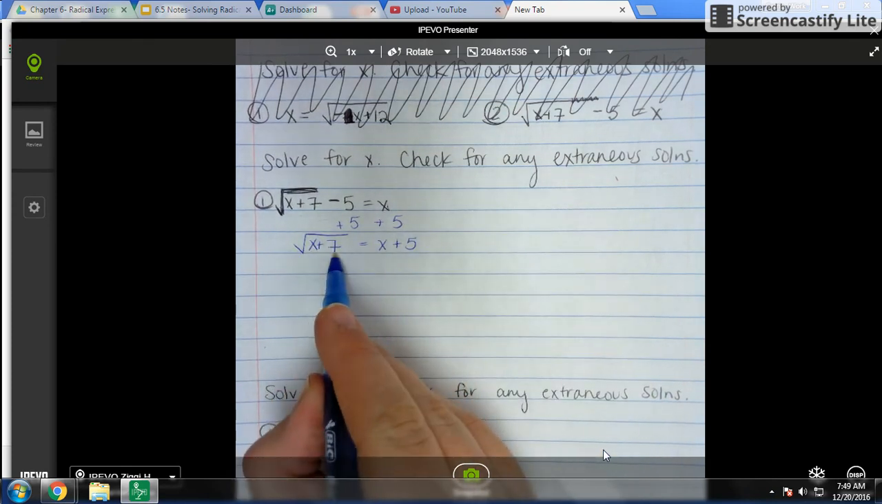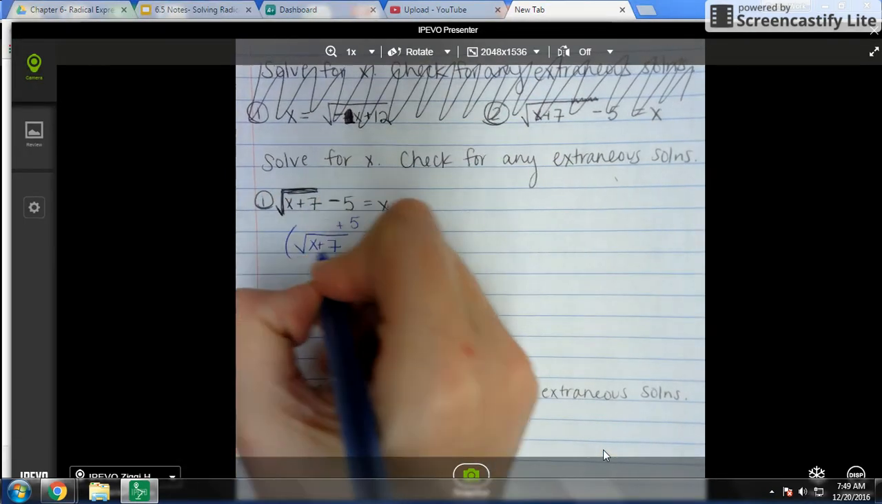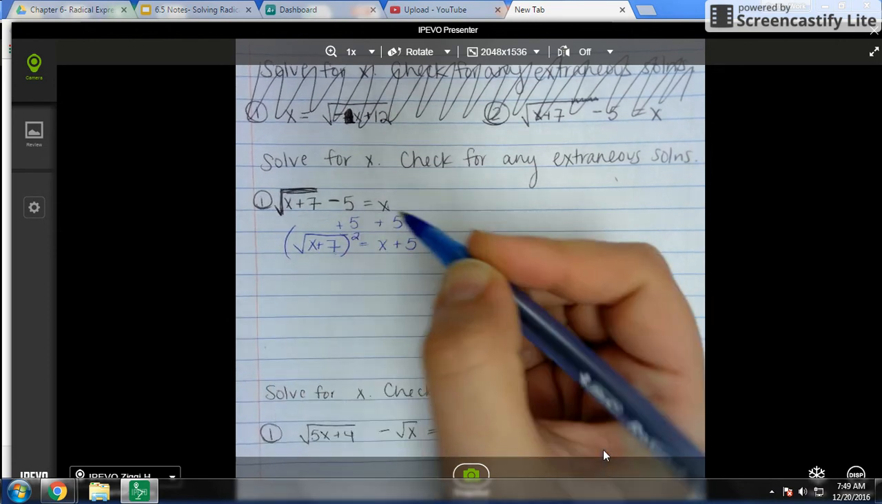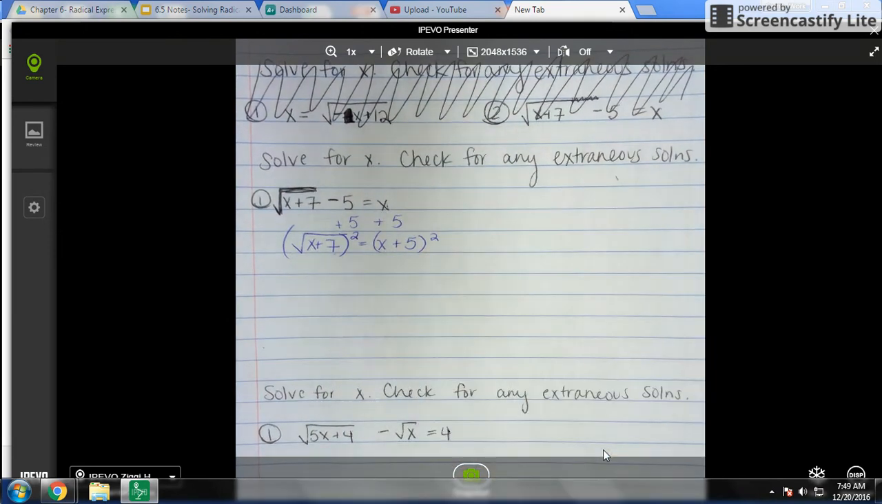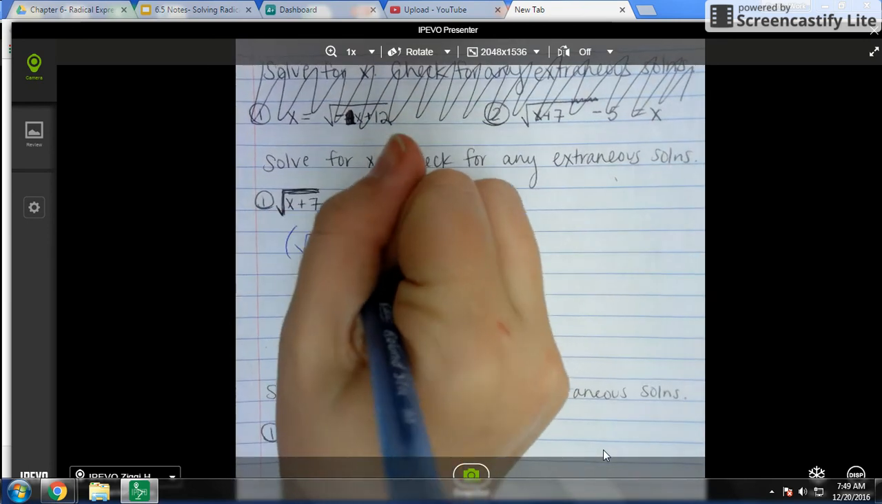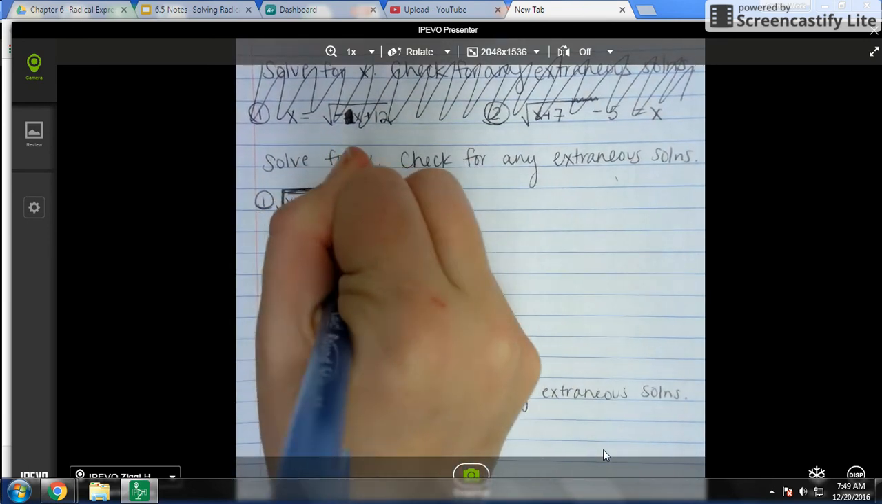Now this is to the 1/2, or we can leave it in the square root, but basically what we need to do to get rid of that is square it. So if we square that side, we also have to square this side. So over here we get x plus 7.